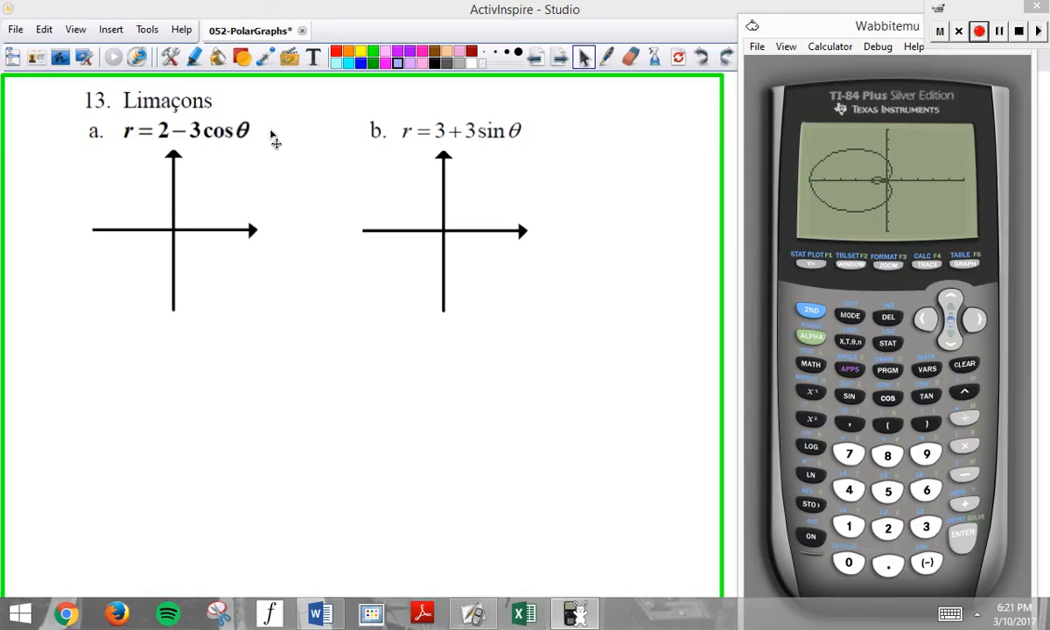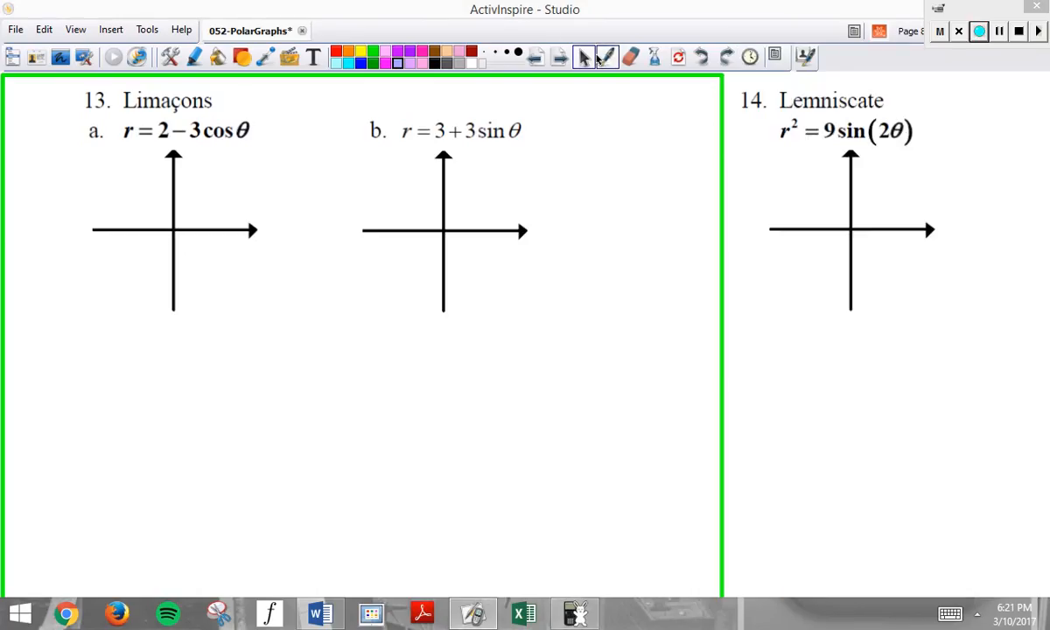Why is there an inner loop? Well, cosine of 0 is 1. 1 times negative 3, 2 minus 3, negative 1. So that's sort of what's making an inner loop. Don't stress out about the inner loop. Do the assignment. Come talk to me.